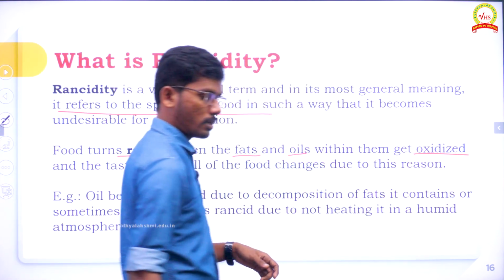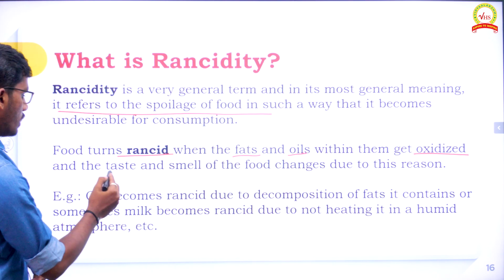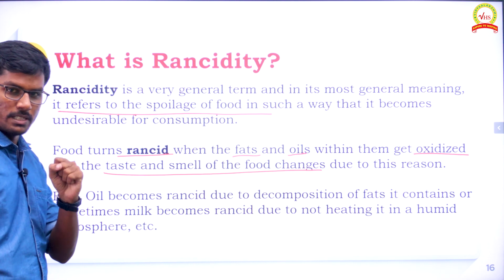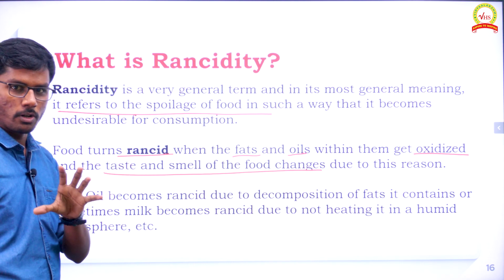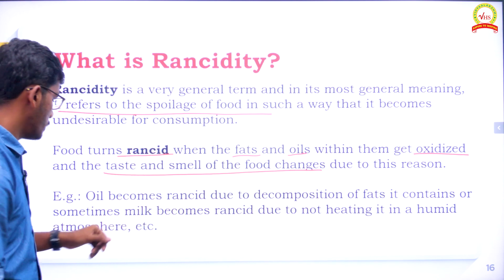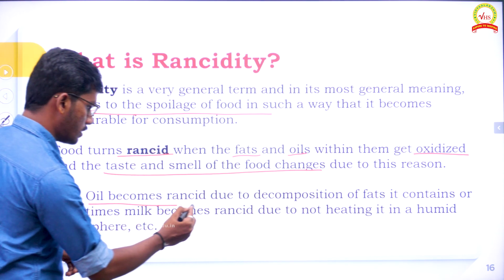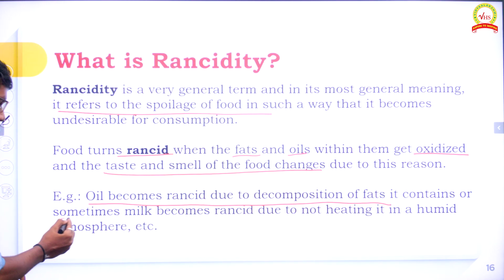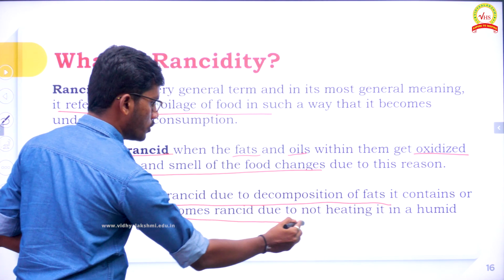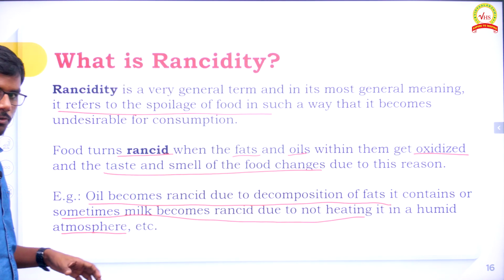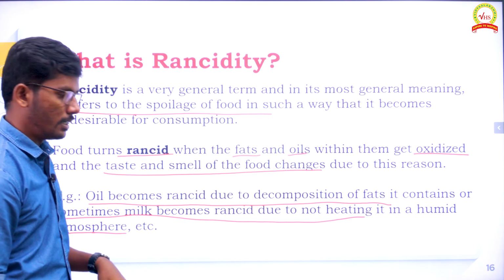This is the most important term. It gets oxidized and the taste and the smell of the food changes. You would have got some kind of pungent smell which is unfit to eat, and you would have observed this in your lifetime. That is what we call rancidity. For example, oil becomes rancid due to decomposition of the fats it contains, or sometimes milk also becomes rancid due to not being stored properly in a humid atmosphere. So these are a few examples of rancidity.